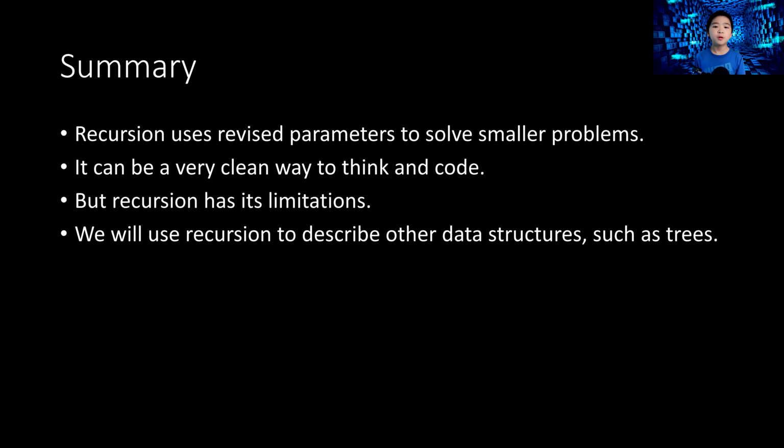In summary, we learned that recursion is a function which calls itself with revised parameters in order to solve smaller problems. It may look clean, but on the other hand, it has a few limitations, so you need to be careful. In the next few lectures, we will use recursion to implement some data structures, such as trees and graphs.